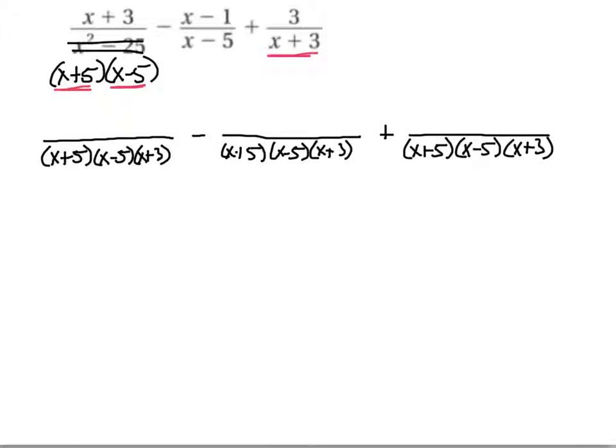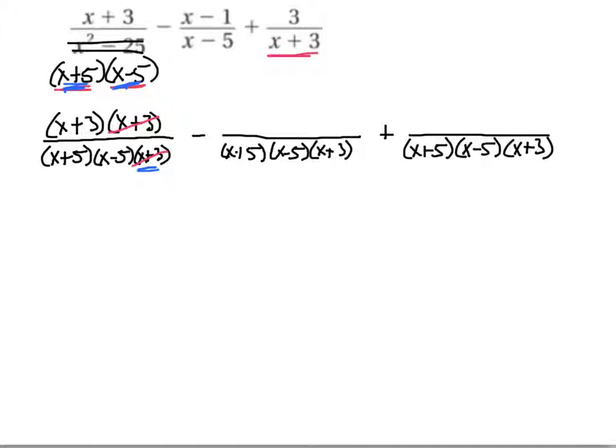Okay, so there's that. Next, we need to see, well, what happened then to the numerators? Well, in our first fraction, it has the x plus 5 originally, the x minus 5 originally. It's missing the x plus 3. So therefore, we have to multiply the top by x plus 3 as well. We already had an x plus 3 there to begin with. We now need to multiply by another x plus 3 to get that common denominator. And notice, if we cancel those out, we get back to what we started with.